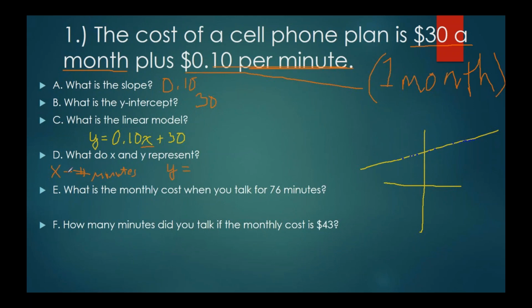Any idea what y stands for? Total payment. Exactly. So y is either total payment or total cost, anything that deals with money, right? You pay that $30 fee, the y-intercept, plus however many minutes you talk. So it's the total cost for that month of a cell phone plan. All right, so now let's look at letter E. What's the monthly cost when you talk for 76 minutes? What do we do with that 76 minutes?